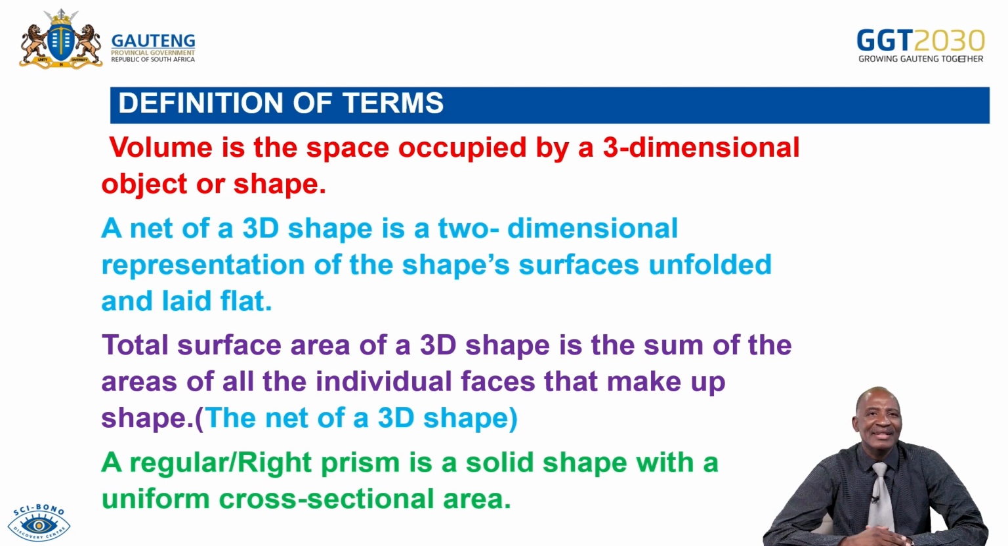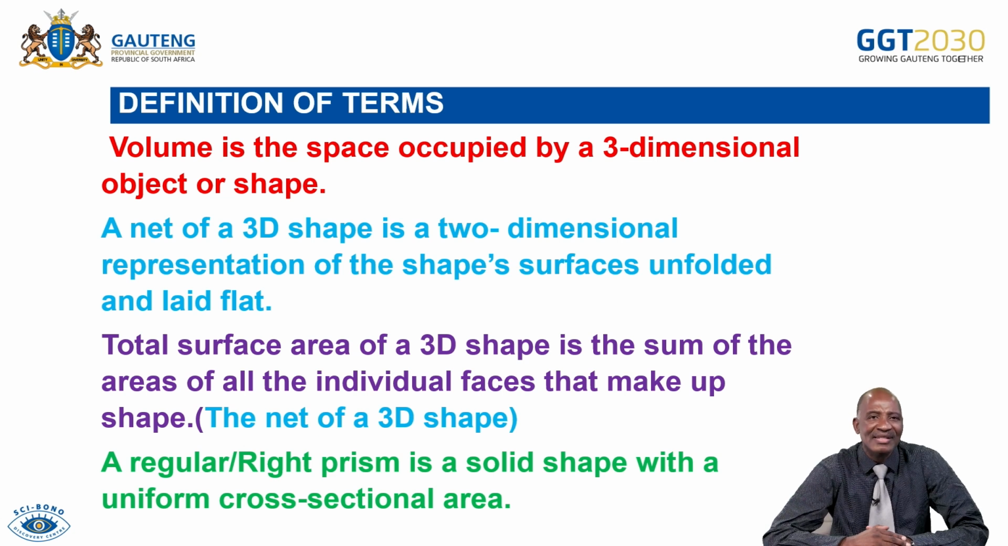Then a net of a 3D shape is a two-dimensional representation of the shape's surfaces unfolded and laid flat. In other words, if you have a particular prism or 3D shape, you cut it open and lay it flat on the ground. The space that it covers is its surface area. So remember, most of these shapes that are prisms are made from 2D shapes. So when we cut them open, we'll have to add up all the faces together in terms of their area.